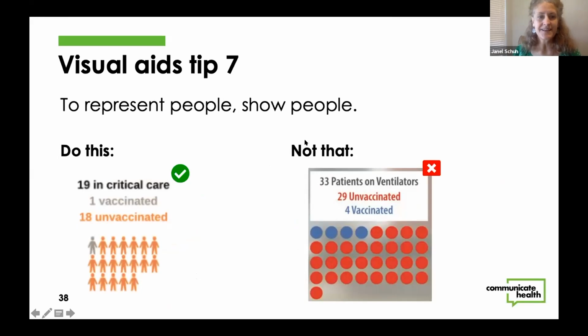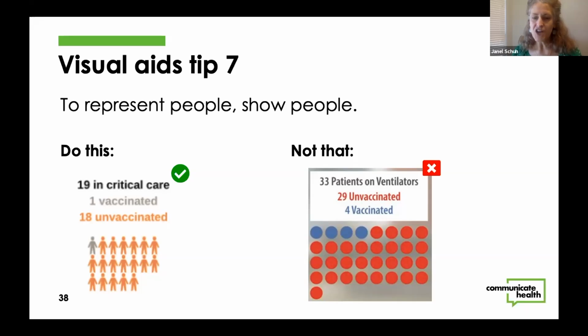Visual aid tip number 7. When you're representing people, actually show people. I think you'll notice these and recognize them as examples of updates from hospitals as to who their patients are and what different kind of health they're in. So the critical care on the left, patients on ventilators on the right, and then we have vaccinated versus unvaccinated.